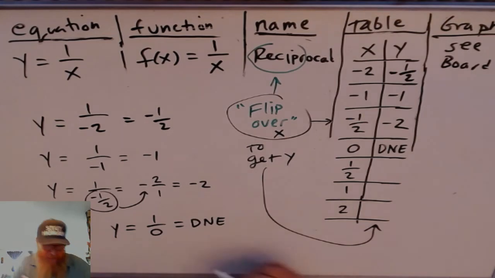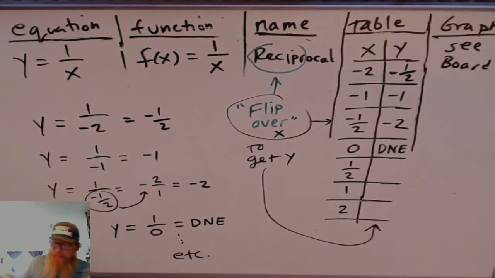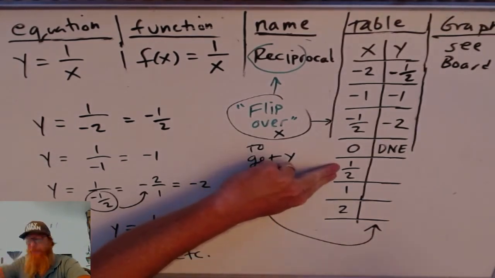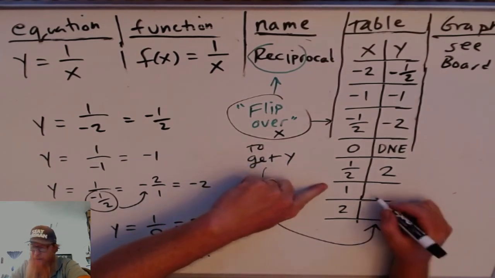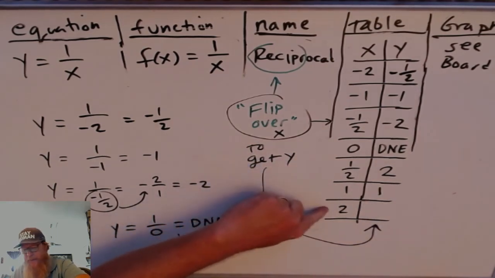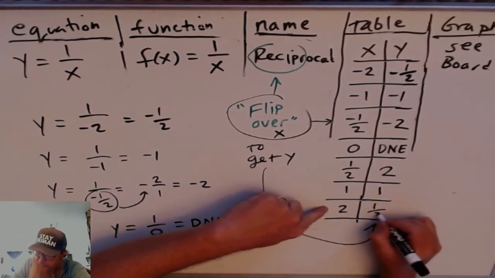Let's do the rest of them mentally. Flip over 1/2. You get 2. Flip over a 1. You get 1. Flip over a 2. You get 1/2.